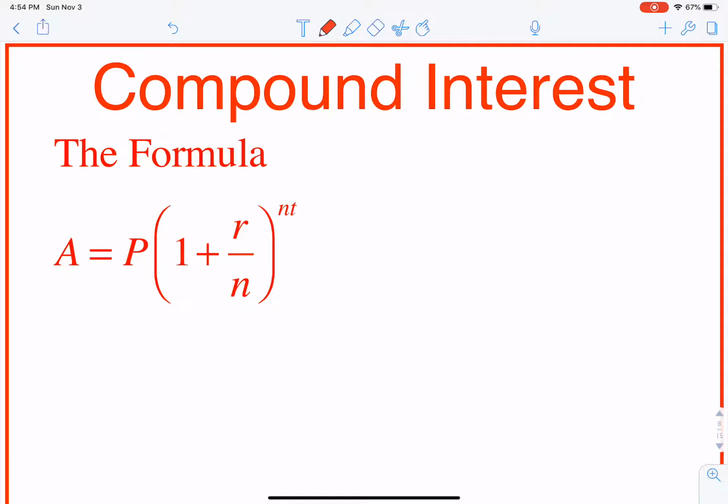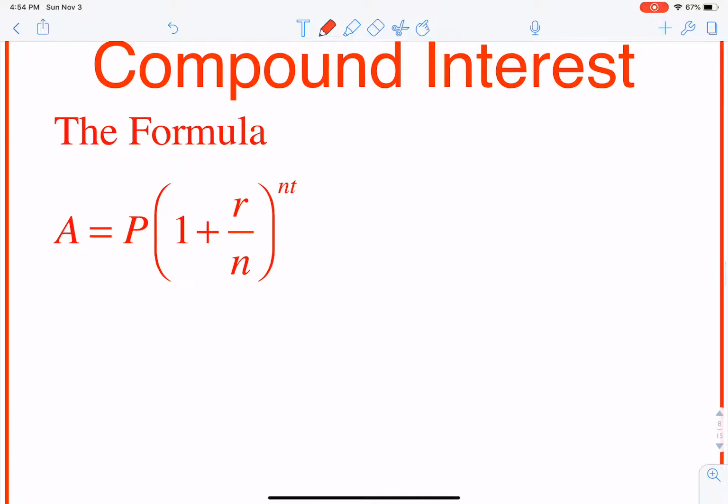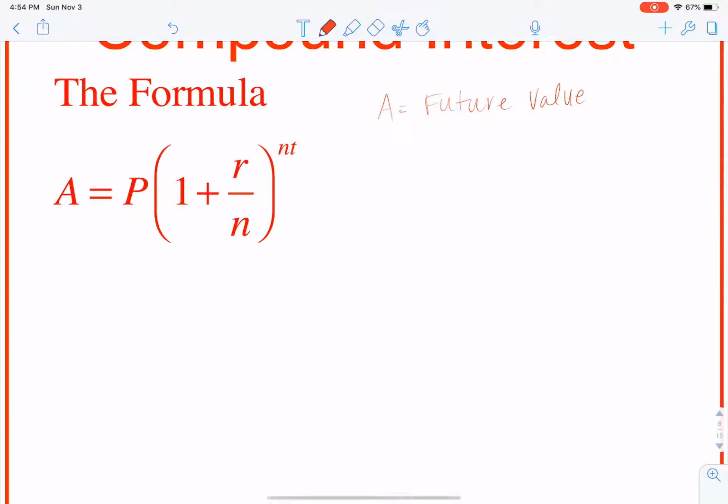So here's the formula that we have sort of been coming up with. My compound interest formula. So A is the future value of my investment. P is my initial value.